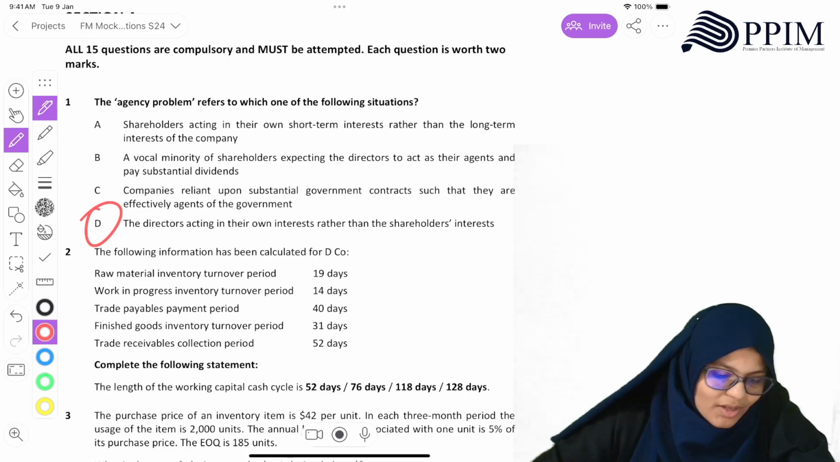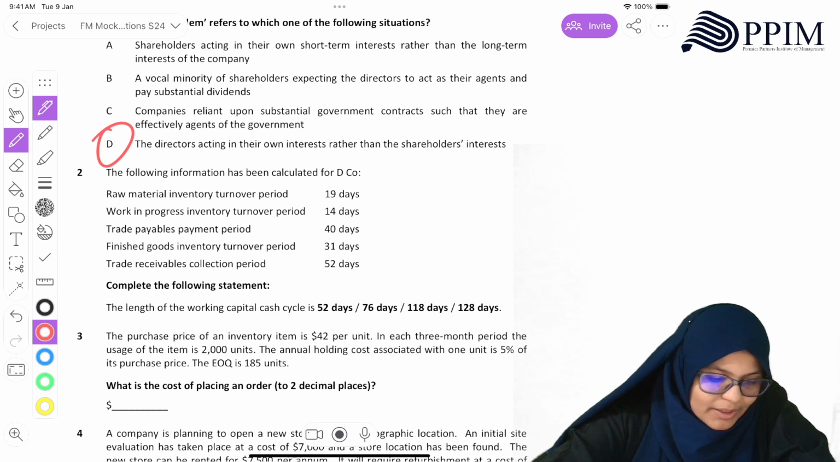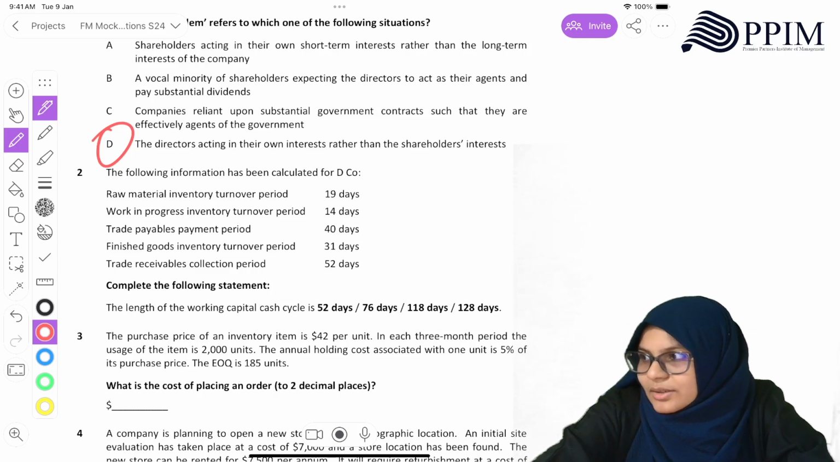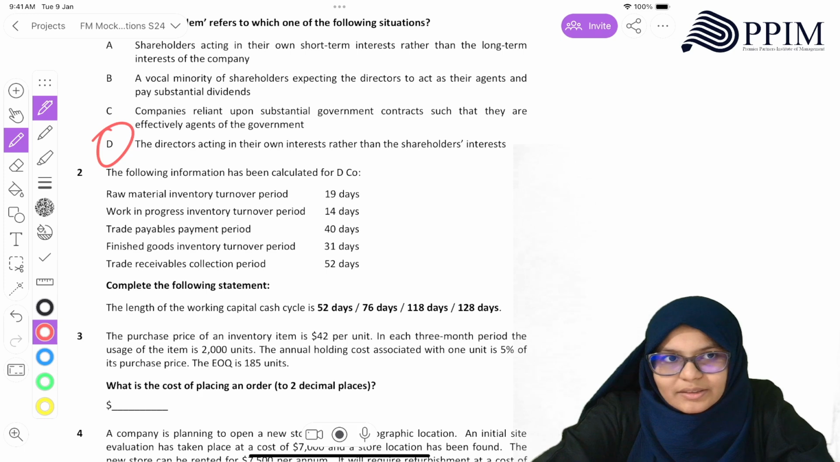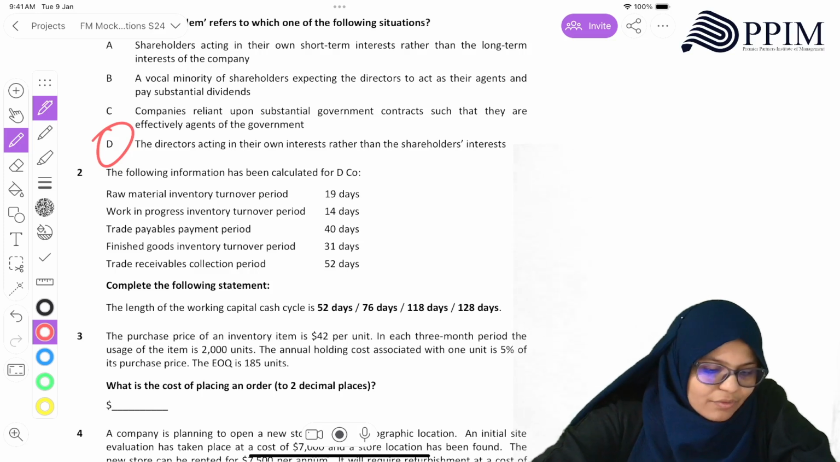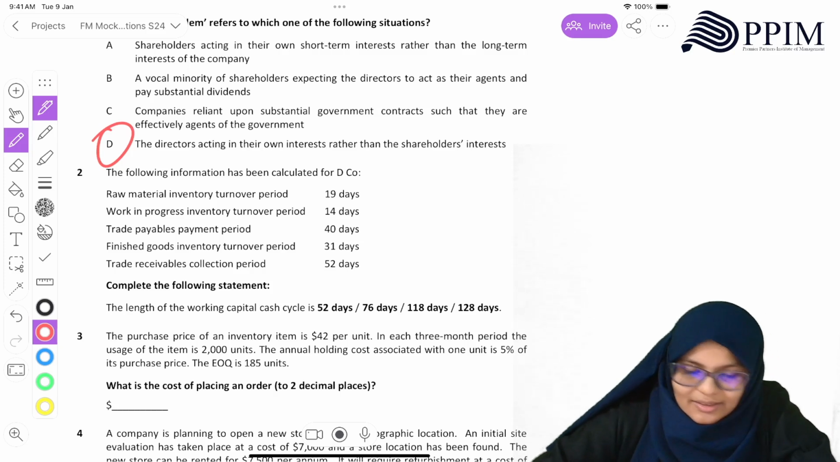Right, second question is saying the following information has been calculated for D company. If you have done the paper, you can mark it right now, along with me walking through the paper, so it should be easy for you. We have raw material inventory turnover period, work in progress inventory turnover period, trade payables payment period, finished goods inventory, and trade receivables. So what's the question? They're saying the length of the working capital cash cycle is how much?